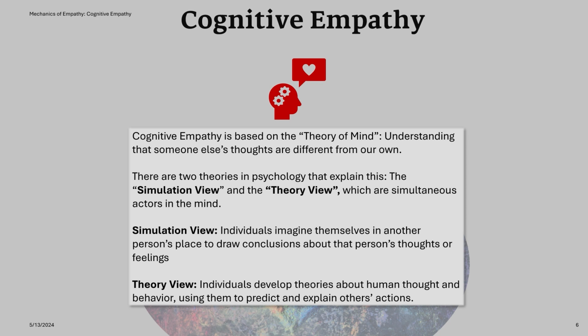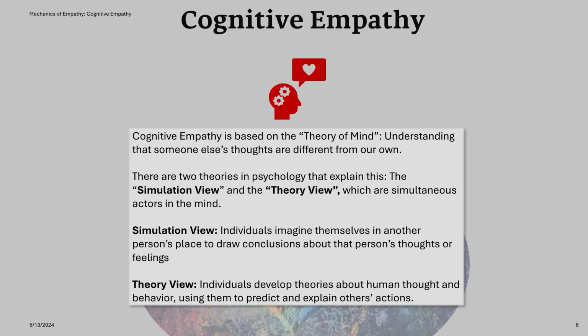2 theories in psychology explain how this occurs, the simulation view and the theory view. These views do not compete with each other, rather they work together in the brain and people use them simultaneously. The simulation view states that individuals imagine themselves in other people's places to draw conclusions about their thoughts and feelings. This cognitive process places you in the other person's shoes, so you can understand why they are feeling what they feel and how they feel.